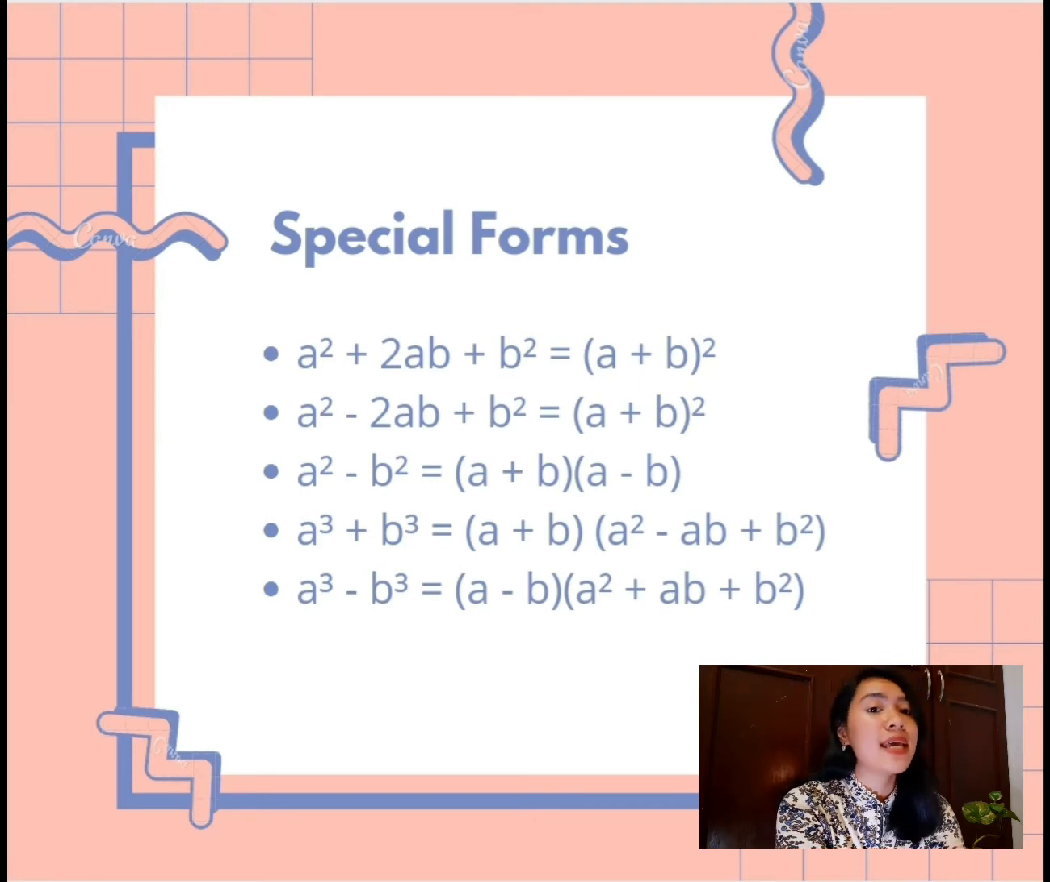Fourth, we have a raised to the third power plus b raised to the third power is equal to a plus b times a squared minus ab plus b squared. Next, we have a raised to the third power minus b raised to the third power is equal to a minus b times a squared plus ab plus b squared.